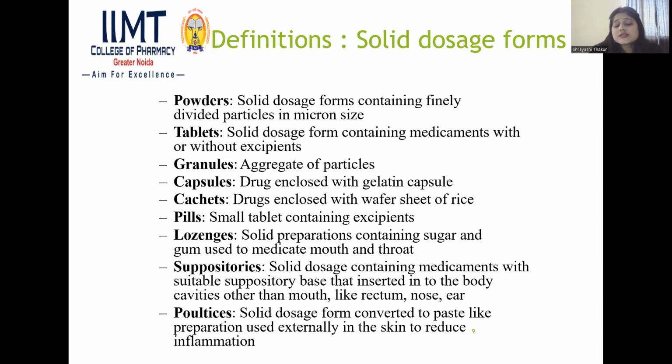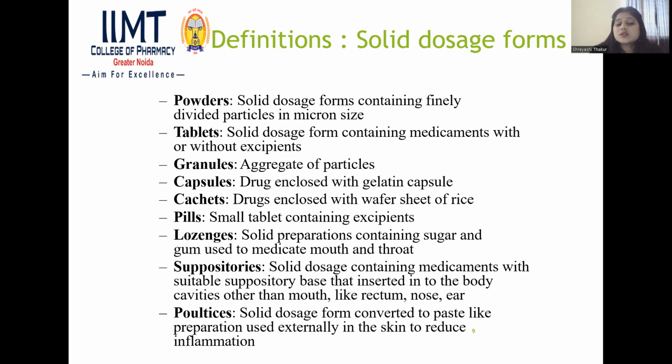Next one is lozenges. Lozenges are also a solid preparation which contains sugar and gum, which is used to medicate our mouth or throat. The next one is suppository. What is a suppository? A suppository is also a solid dosage form containing medicament with or without excipients or a suitable suppository base that is inserted into our body cavities other than the mouth, like rectum, nose, ear, vagina, etc. Then the next one is poultices.